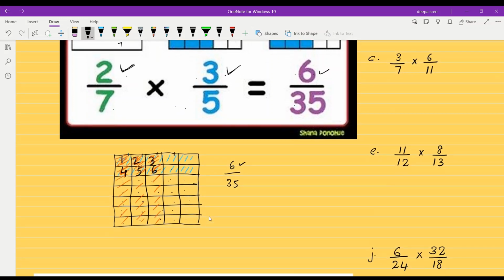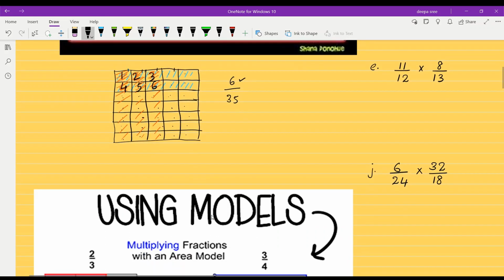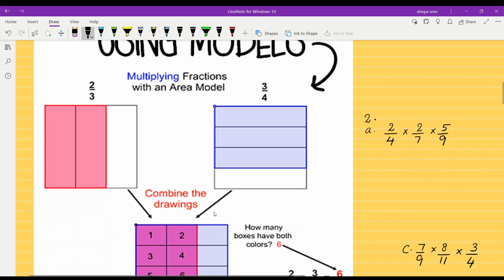After getting the result, you have to check whether it is possible to reduce or not. Here also I have given the same explanation, the same figure. Another fraction example I have given, 2 by 3 and 3 by 4.